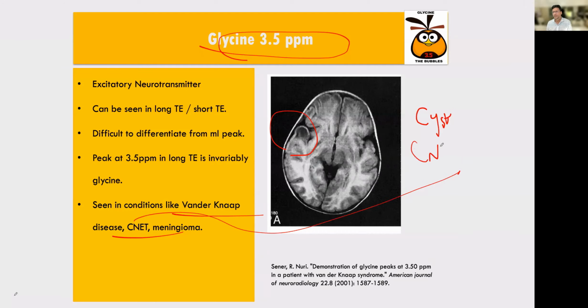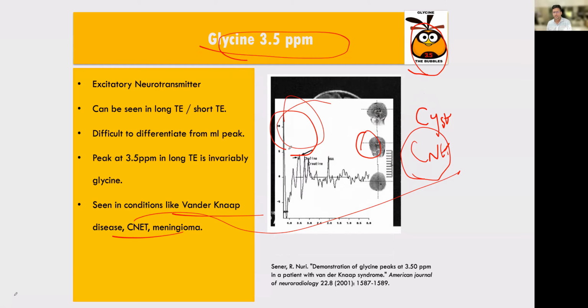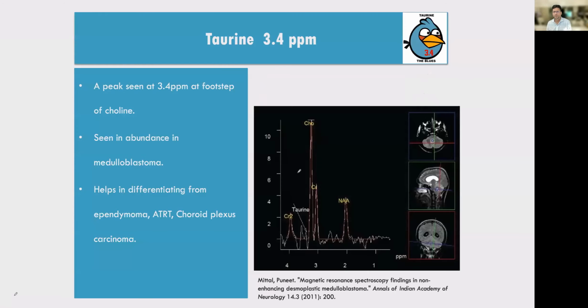So that is why I said, if you want to remember where you get a glycine peak, this is in fact again an MCQ asked in a lot of exams. So you remember these bubbles, angry bird. Glycine is seen in bubbly lesions like Van der Knaap disease, where there will be multiple cysts and macrocephaly. And also you can see it in PNET, where there will be a bubbly looking tumor. This is where you get it, immediately next to the myoinositol, at 3.5.